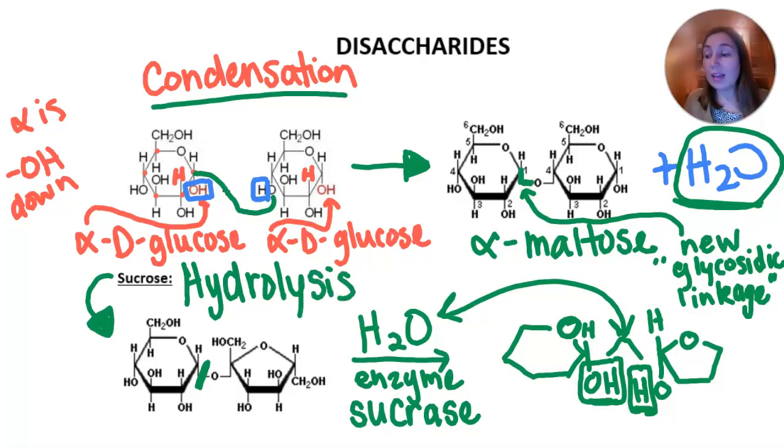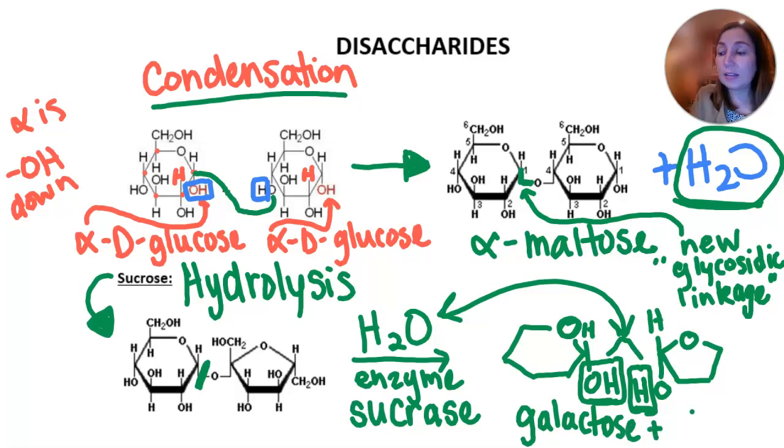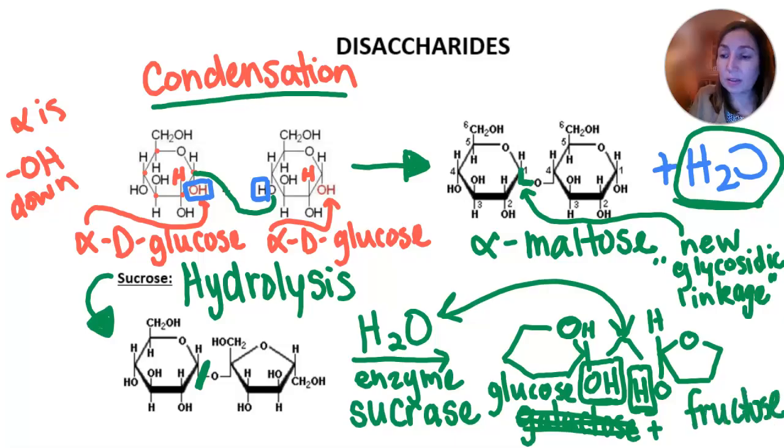So sucrose is made up of galactose and, oh, I just said the wrong thing, glucose. Sorry, let's just change that. I want that to be glucose and fructose. Okay, so sucrose, this fun disaccharide, has a six-membered ring bonded to a five-membered ring. The six-membered ring is glucose and the five-membered ring is fructose.